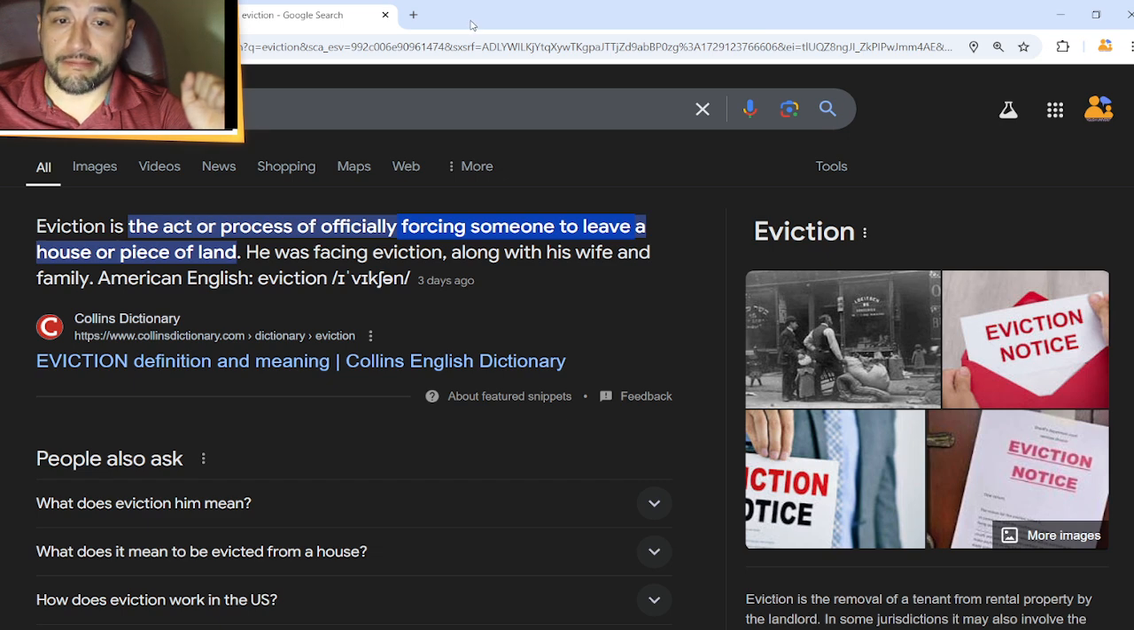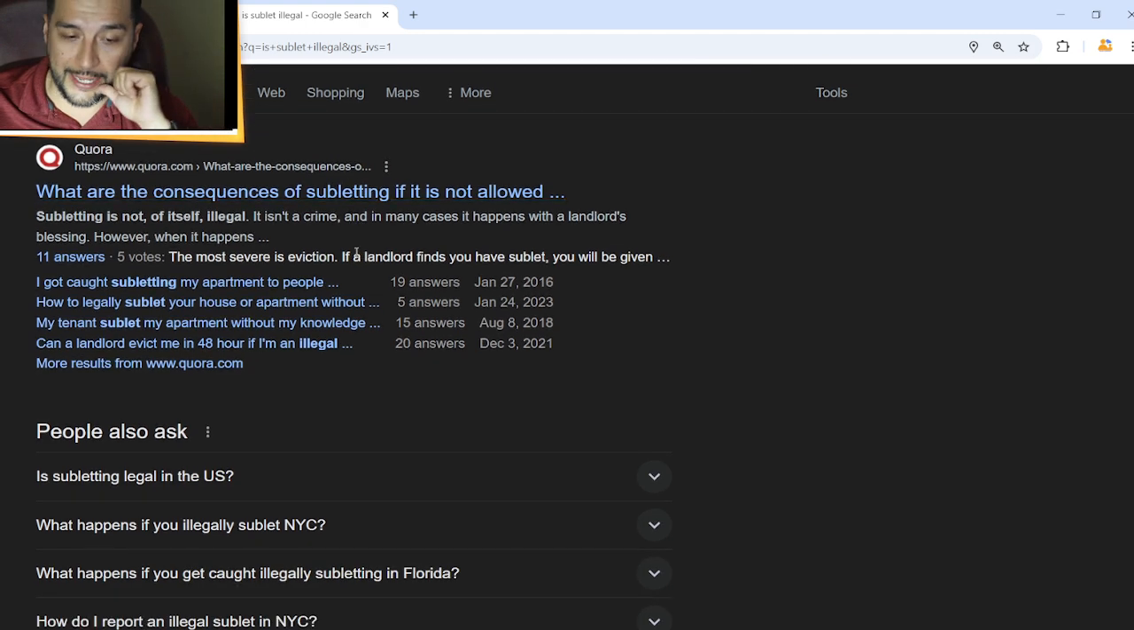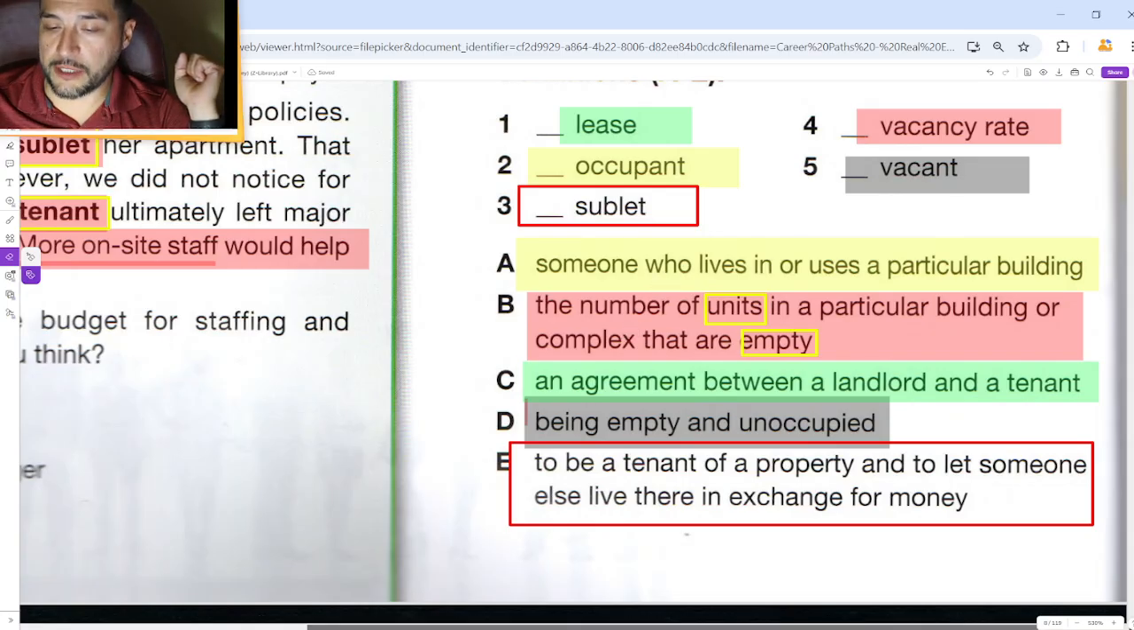Yeah, so landlords don't like subletting. They don't like it. And you have to obtain the landlord's permission. May have to pay for damages, like today's class. Okay, so that was interesting.